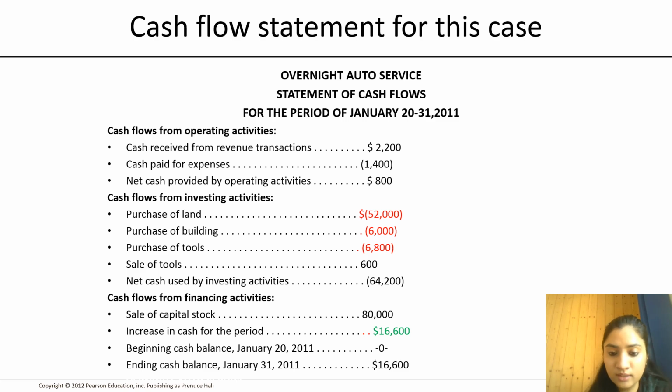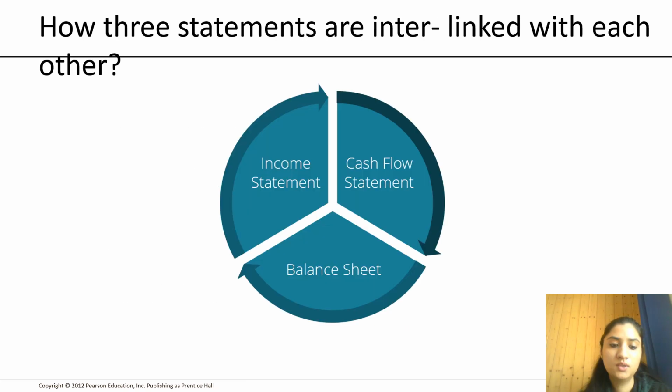So how do we get that? You can see here. How are these statements interlinked with each other? All three statements are interlinked with each other. However, we cannot use them as a substitute, but yes, we can relate them. The information from the income statement is shown on the balance sheet, and the information from the cash flow statement is also shown in the balance sheet. So for example, what are the investing activities? What are the operations we have done? We can see it in the income statement and in the balance sheet.